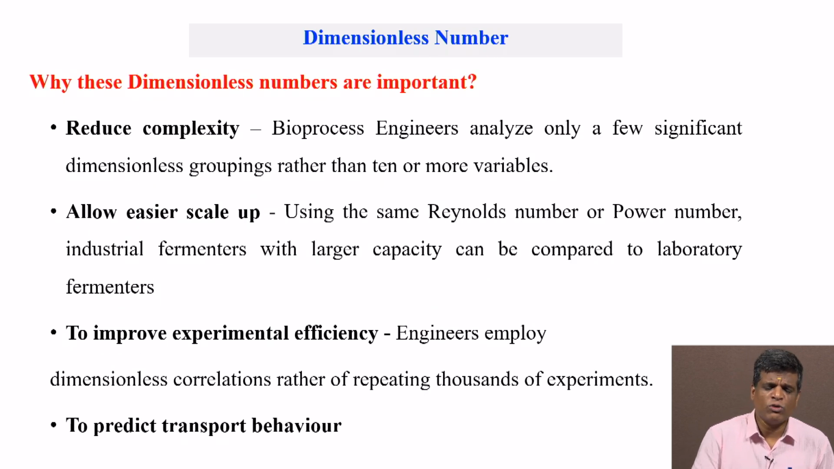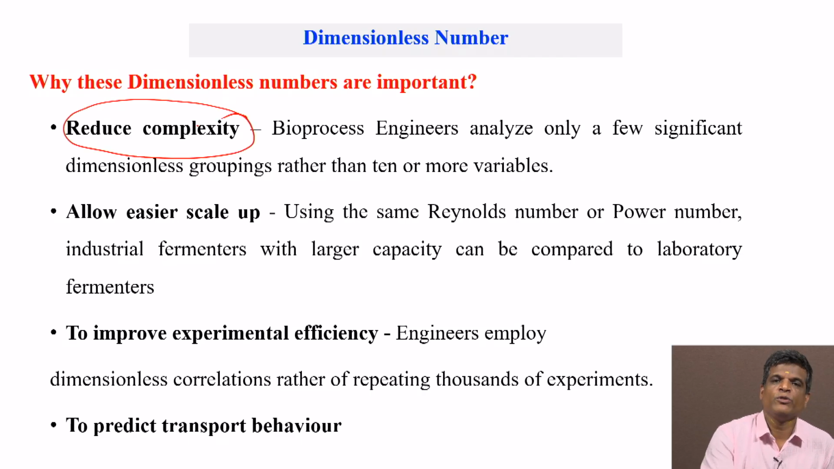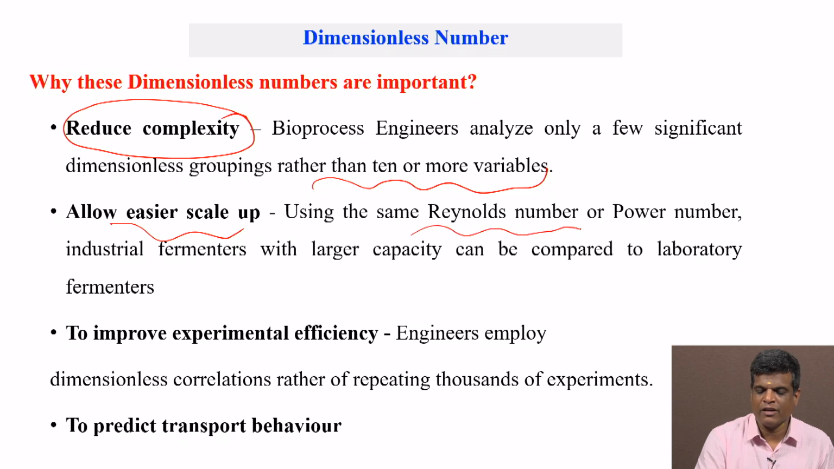Dimensionless numbers reduce the complexity. Sometimes it is very difficult to solve a problem with ten or more variables, but when you use dimensionless numbers it is very easy to solve. If you want to scale up the process, for example scaling the Reynolds number or power number to a larger capacity, we definitely need thorough knowledge of dimensionless numbers. They also improve the efficiency of experimental work and help predict transport behavior.